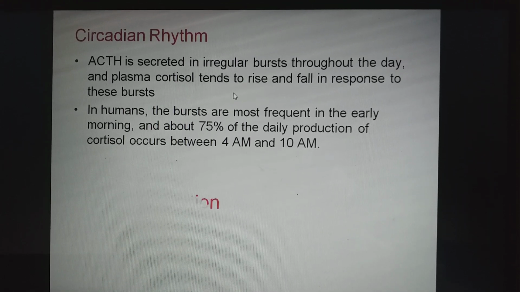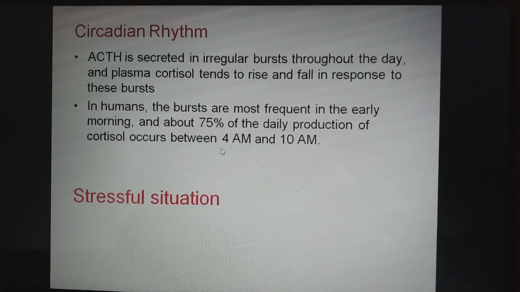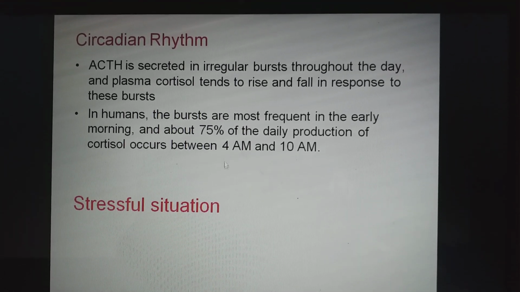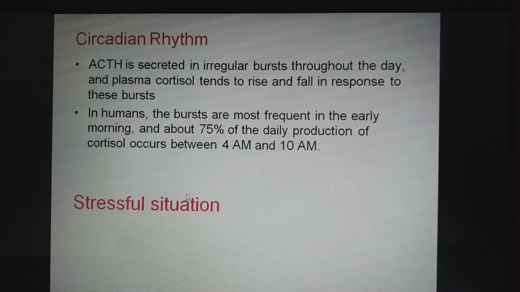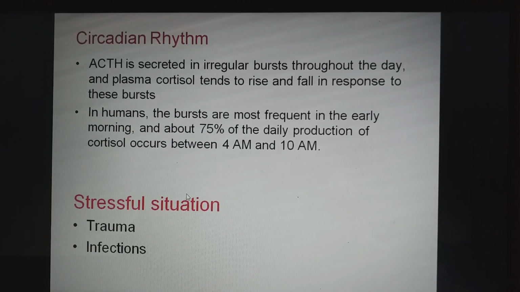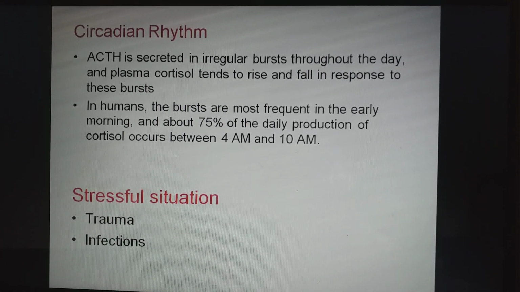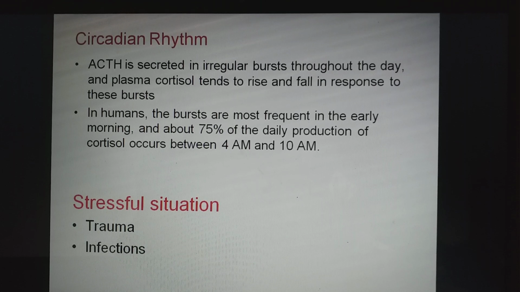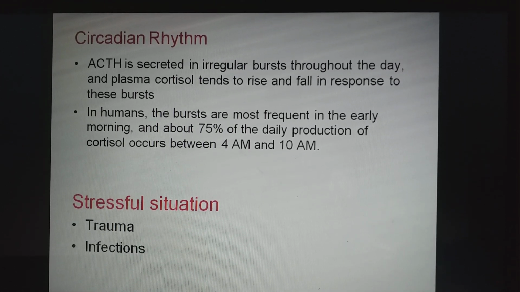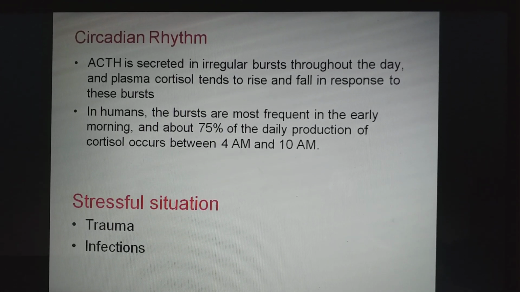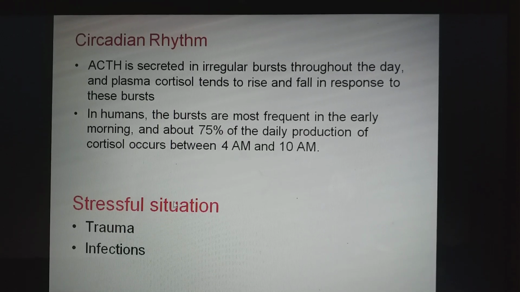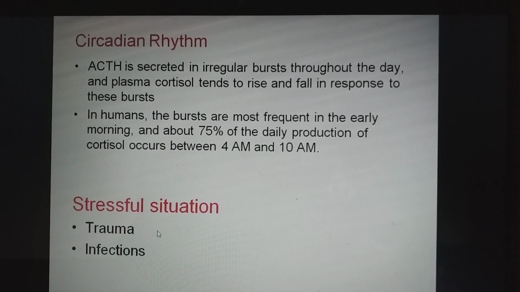In addition to the circadian rhythm, the cortisol can be secreted during a stressful situation, for example, trauma and infections. In these conditions, the blood glucose level should be high. Therefore, to prepare the body to face the trauma and infection in a stressful situation, the cortisol should be high.